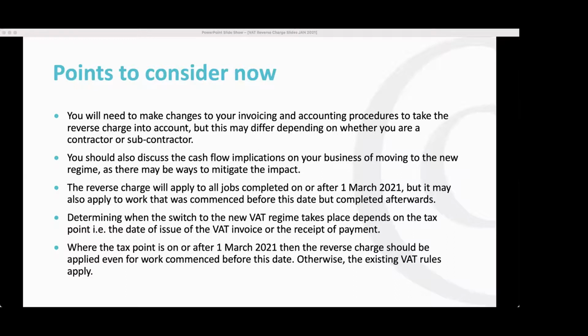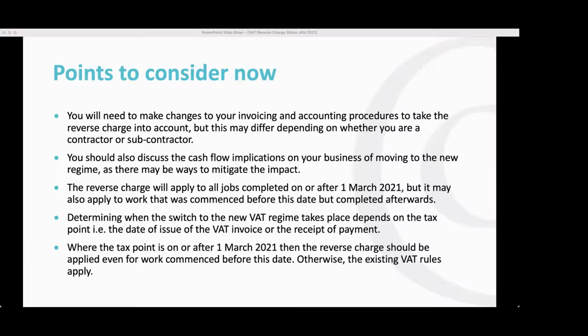The reverse charge will only apply to all jobs completed on or after 1st of March 2021, but it may also apply to work that was commenced before this date, but completed afterwards. Determining when the switch to the new VAT regime takes place depends on the tax point, i.e. the date of the issue of the VAT invoice or the receipt of payment. Where the tax point is on or after 1st of March 2021, then the reverse charge should be applied even for work commenced before this date. Otherwise, the existing VAT rules apply.